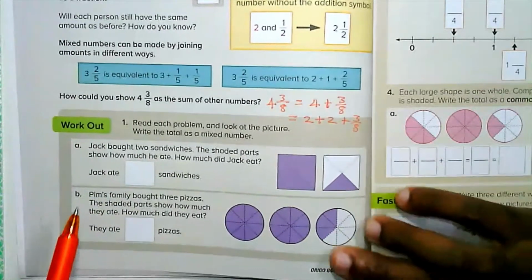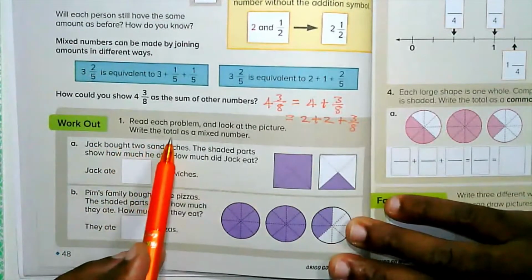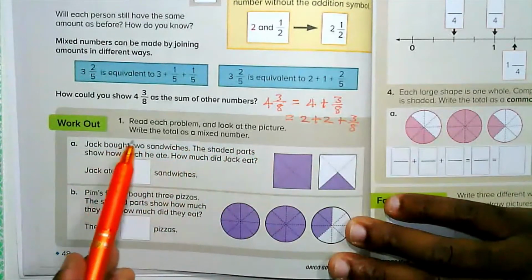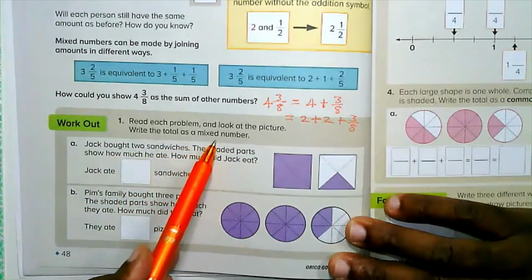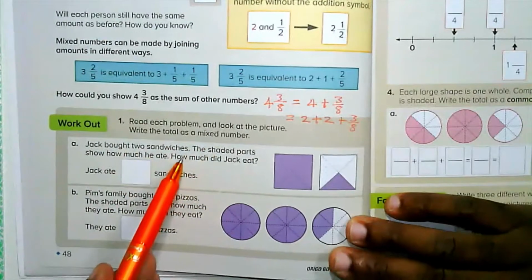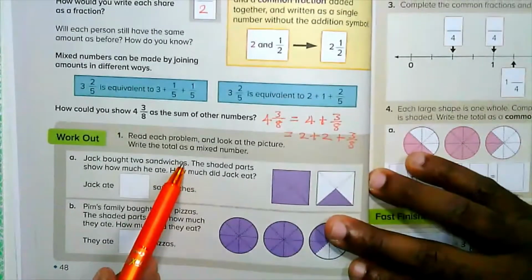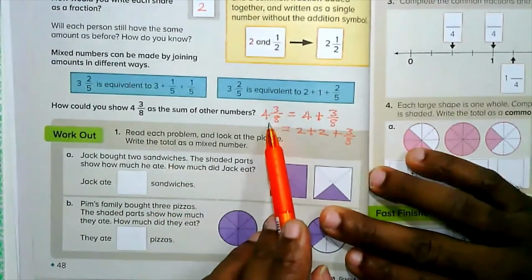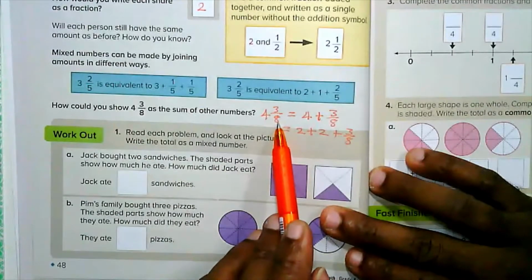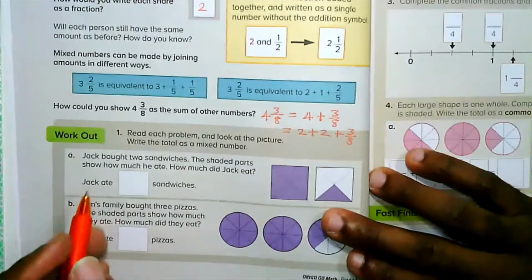So now let's go on to the workout. Read each problem and look at the picture. Write the total as a mixed number. What do we mean by mixed number? This is what we mean by mixed: a whole number and a fraction. It's called a mixed number.